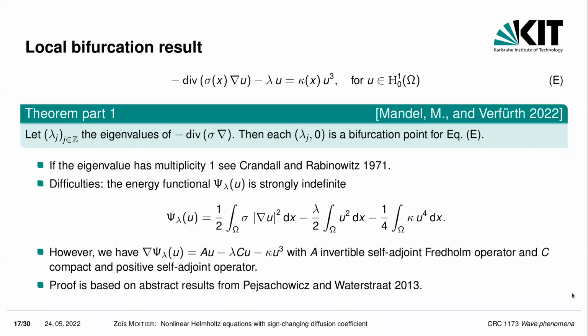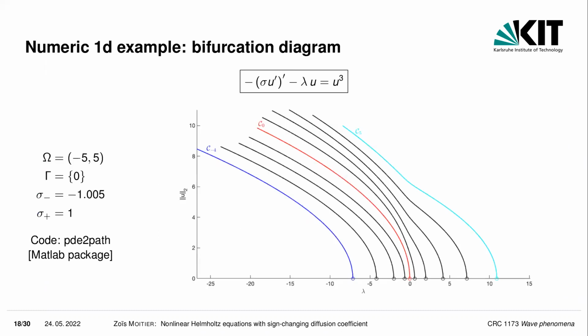Cool. Yes, and just to put some pictures on the results, for example, this is the bifurcation diagram. This is a 1D example for this equation. Here I'm on the interval minus 5 to 5, the interface is at 0, and I have put this parameter for sigma plus. This is done using the code PDE2Path, which is a MATLAB package to compute this bifurcation diagram.